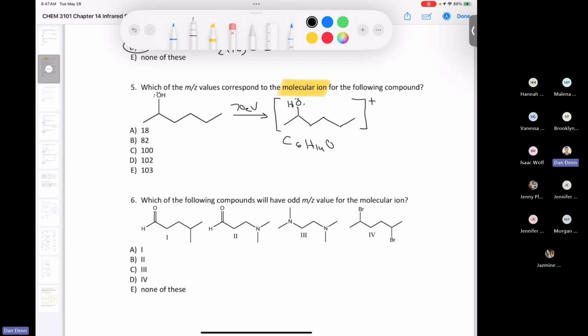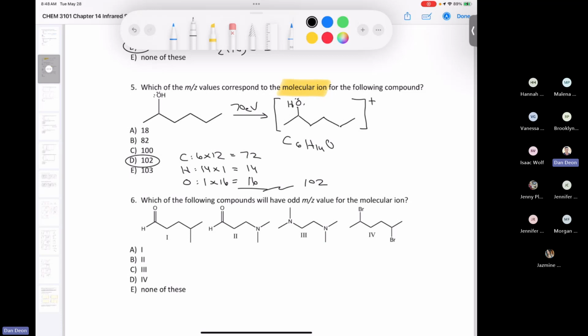C6H14O. So if we tally that up, for carbon we get 6 times 12, which gives us 72. For hydrogens, we have 14 times 1, which gives us 14. And for our oxygen, we have 1 times 16, which gives us 16. If you tally all that up, you end up with 102. And it's only got a charge of +1, so our mass over charge is going to be 102.